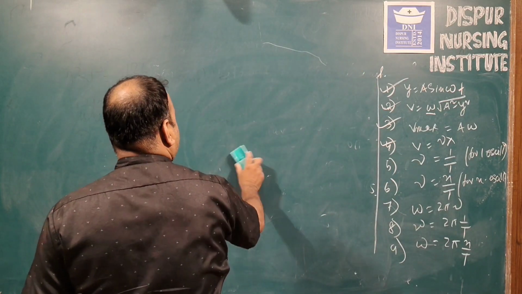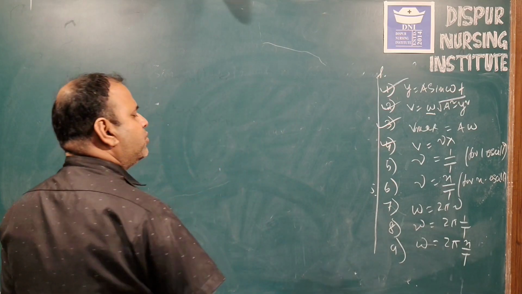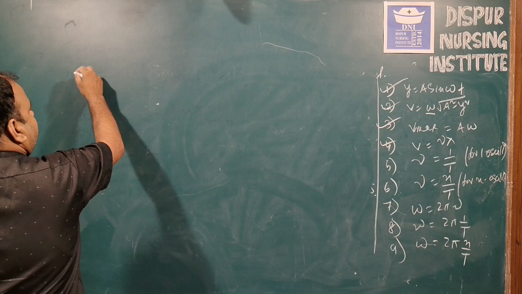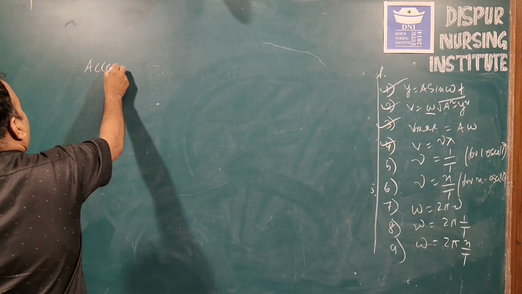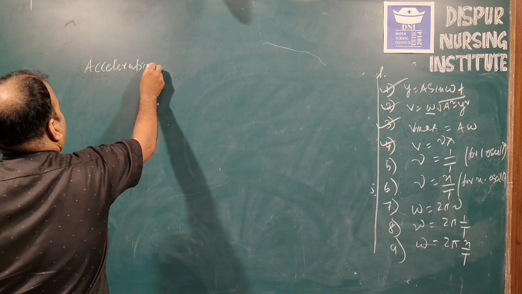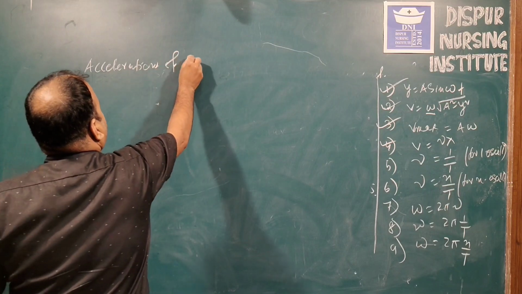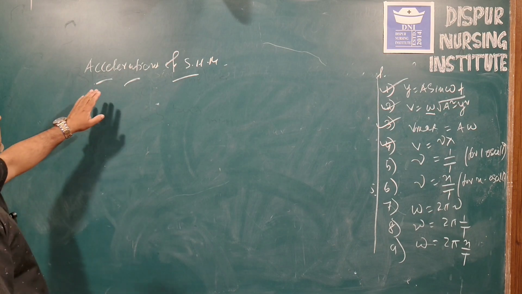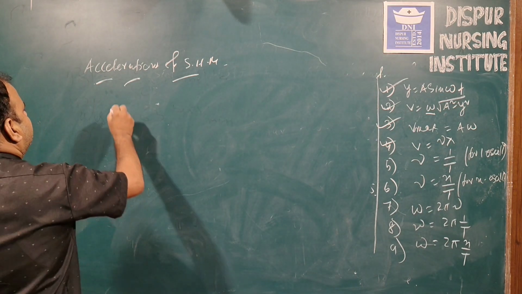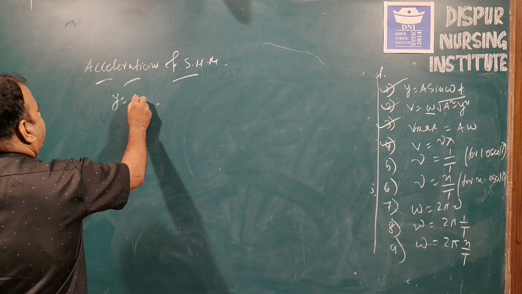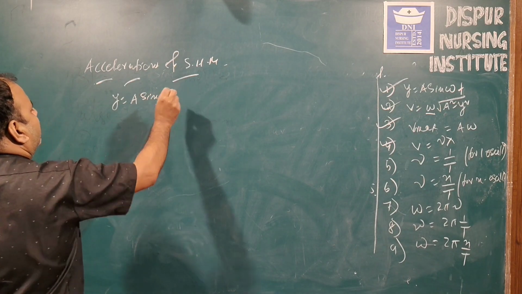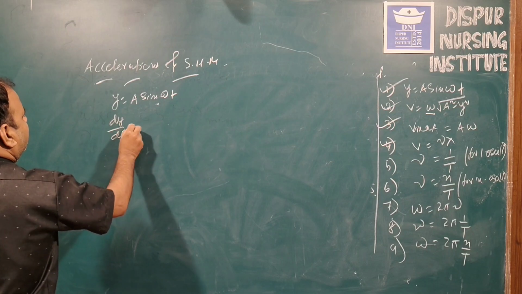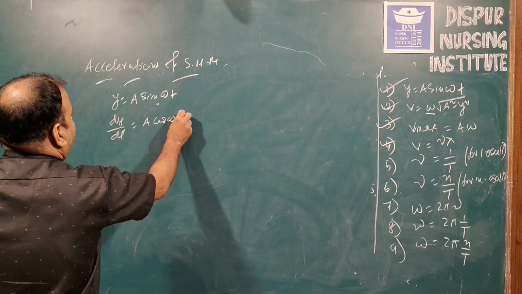Before discussing the maximum acceleration, you should know the acceleration of simple harmonic motion. So write down acceleration of simple harmonic motion. In a simple way, I am giving this to you. The equation you already know: y is equal to A sin omega t. This is the normal formula. So dy by dt we can write as A omega cos omega t.